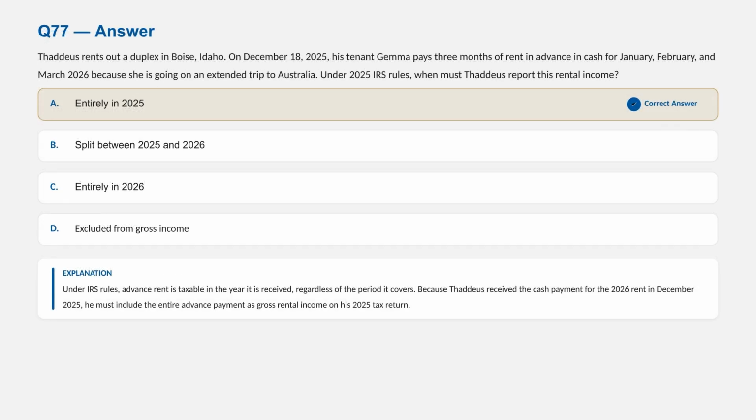The correct answer is A. Entirely in 2025. Under IRS rules, advance rent is taxable in the year it is received, regardless of the period it covers. Because Thaddeus received the cash payment for the 2026 rent in December 2025, he must include the entire advance payment as gross rental income on his 2025 tax return.